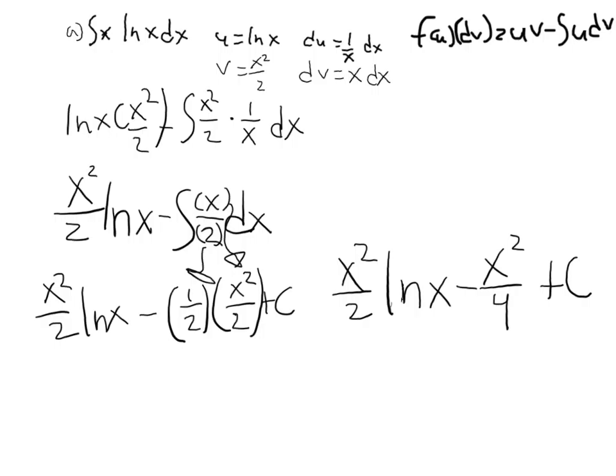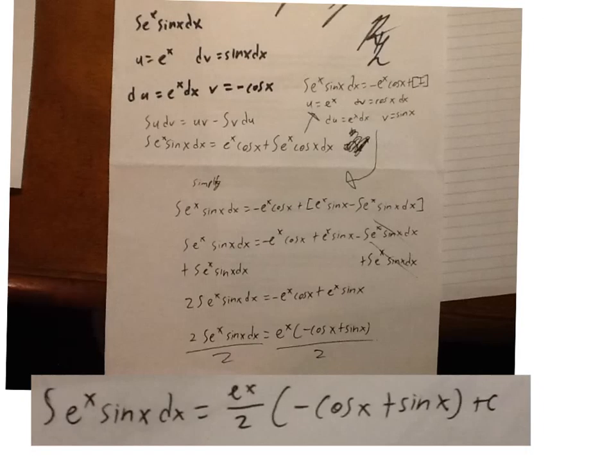So from there, you will multiply these two, and you'll get negative x squared over 4 right here. And then you just fill it in, and this is your answer. That's integration by parts.